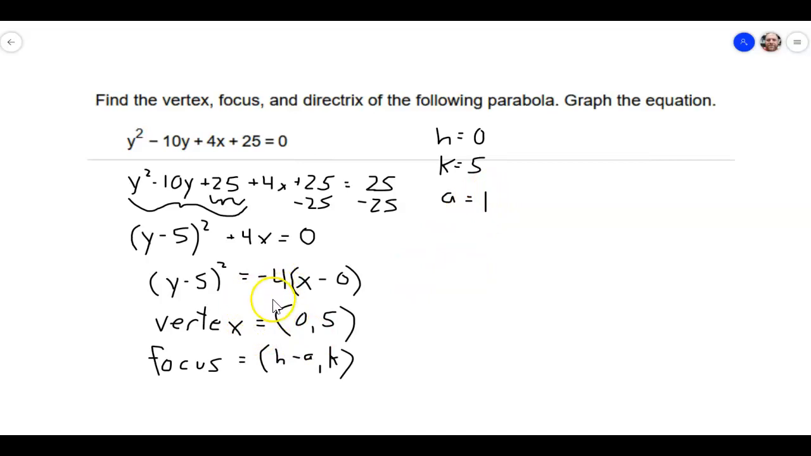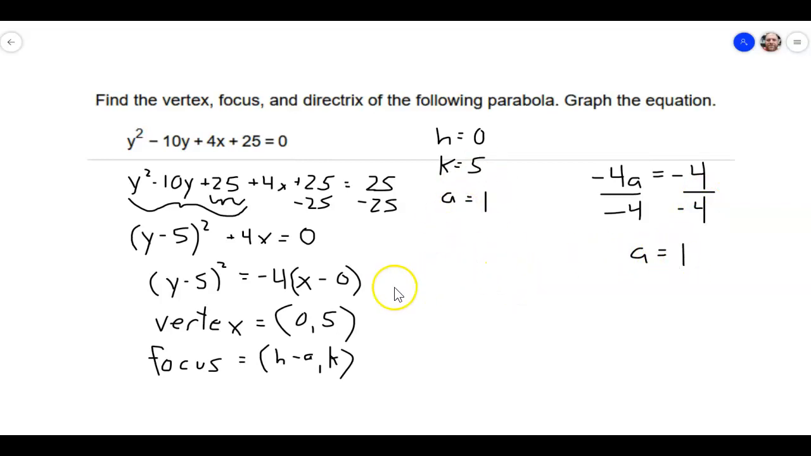If I didn't know that, what I could do is say -4A is equal to whatever's already here, -4. Or -4 times whatever's here is equal to -4, because we need a -4 out front there. And then I divide both sides by -4, and A is equal to 1. So that's how I can also get the 1 there.